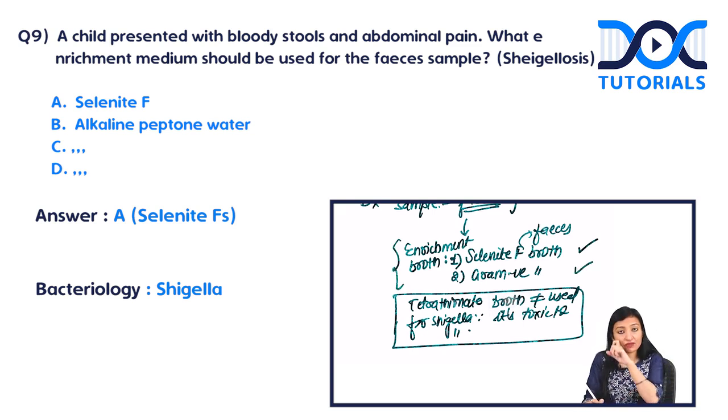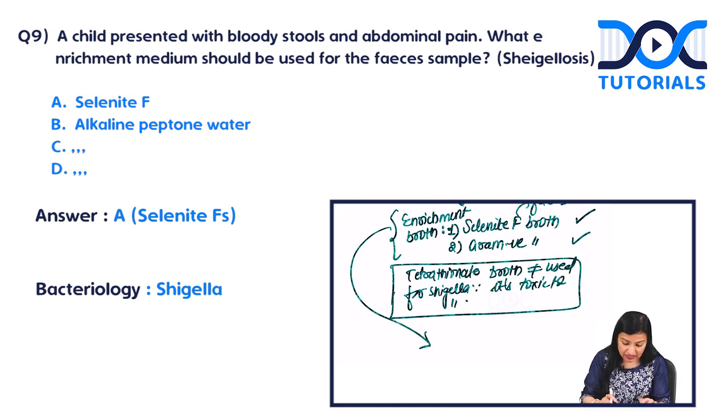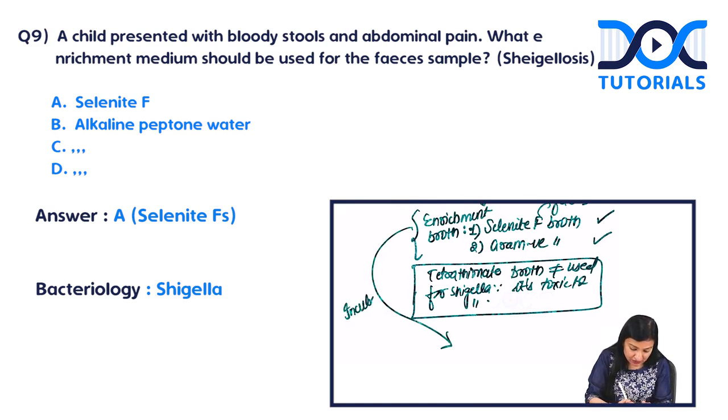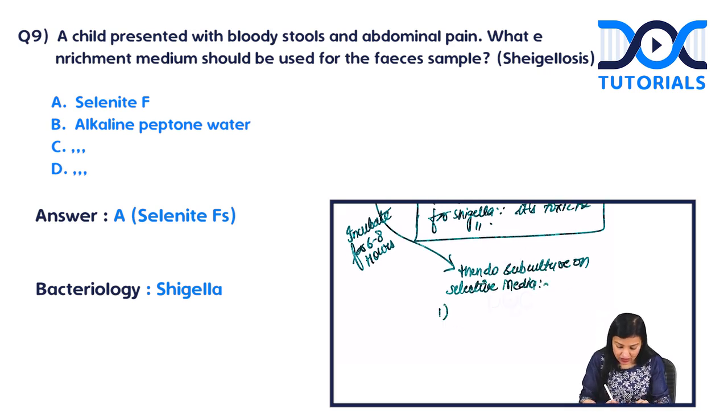The idea of enrichment broth is that it will tone down or decrease the number of commensals and pathogens. If at all any are present, they will multiply. And you have to incubate the fecal sample in the enrichment broth for 6 to 8 hours. Okay, and then do subculture on selective media. Remember, S for selective, S for solid. Selective media are always solid.